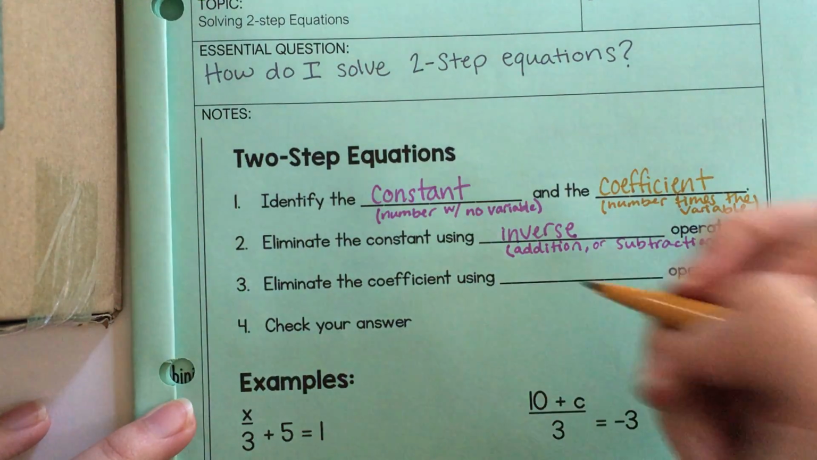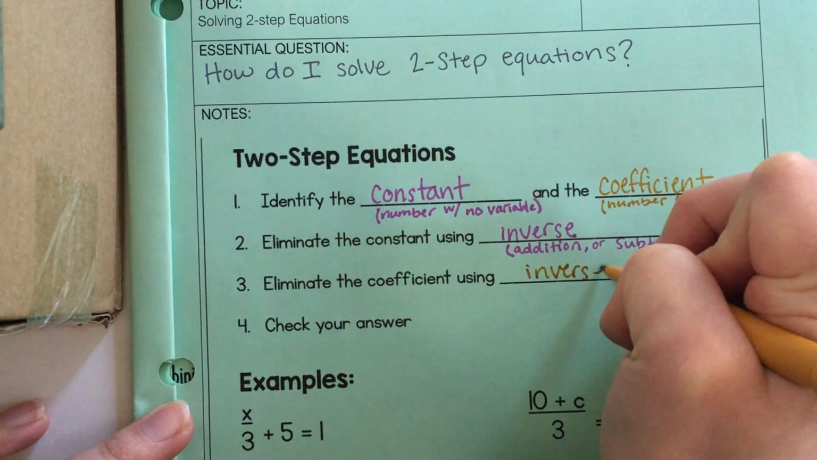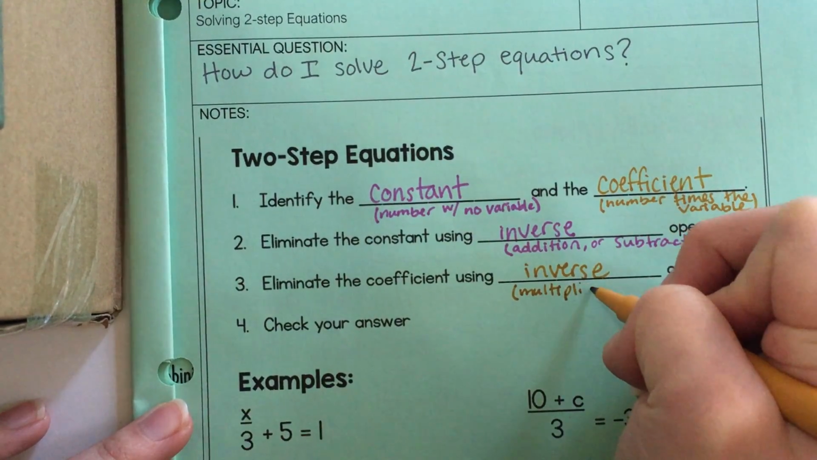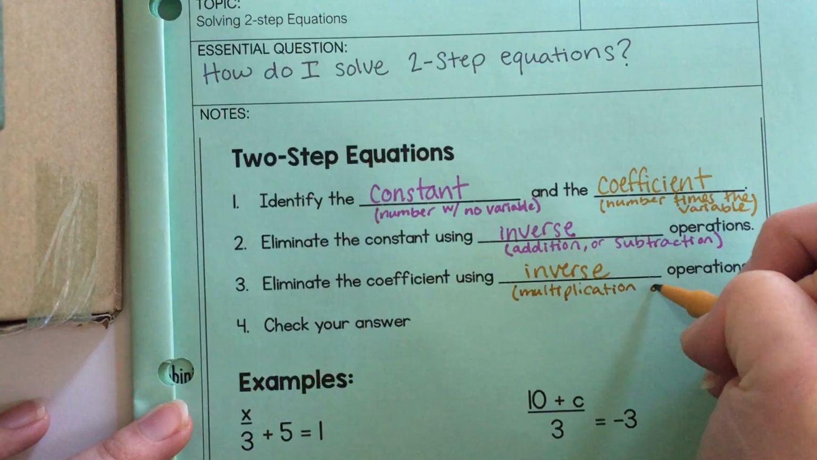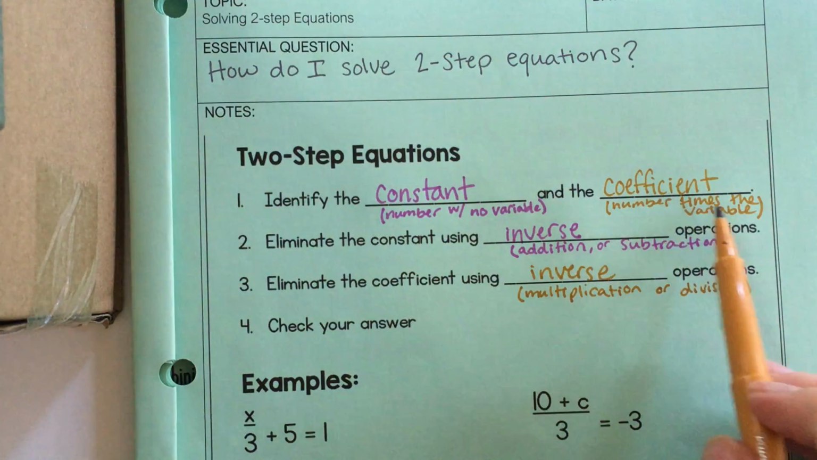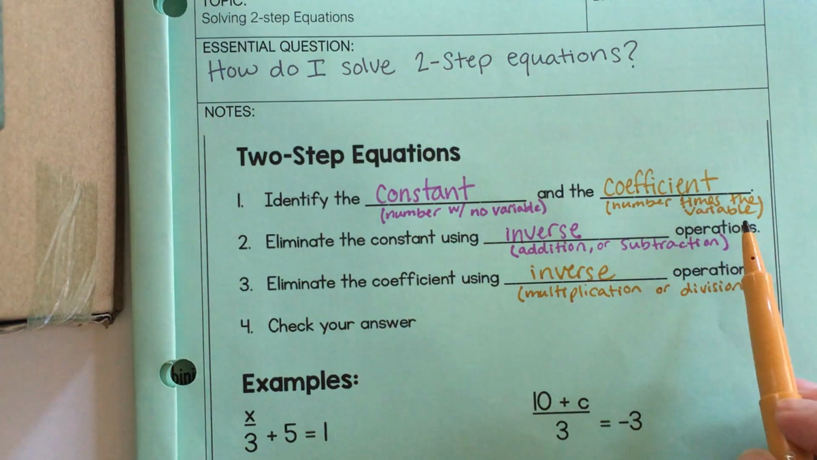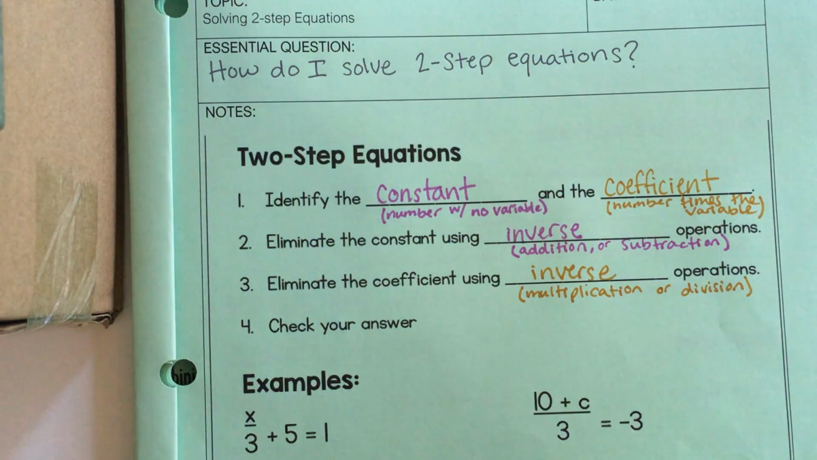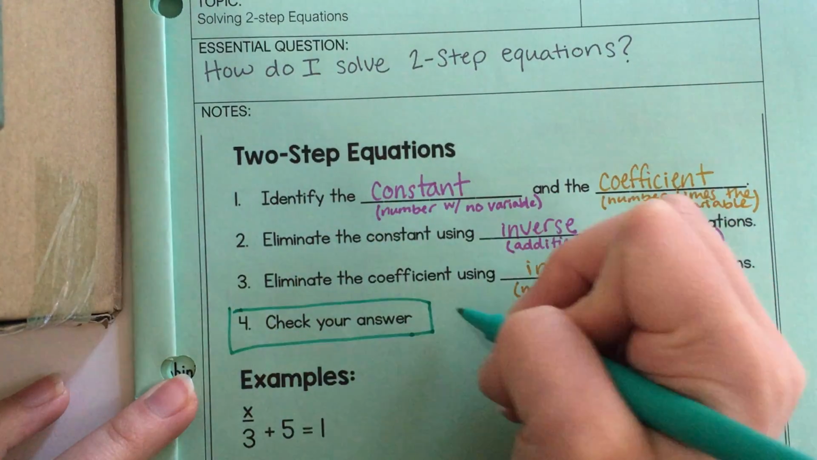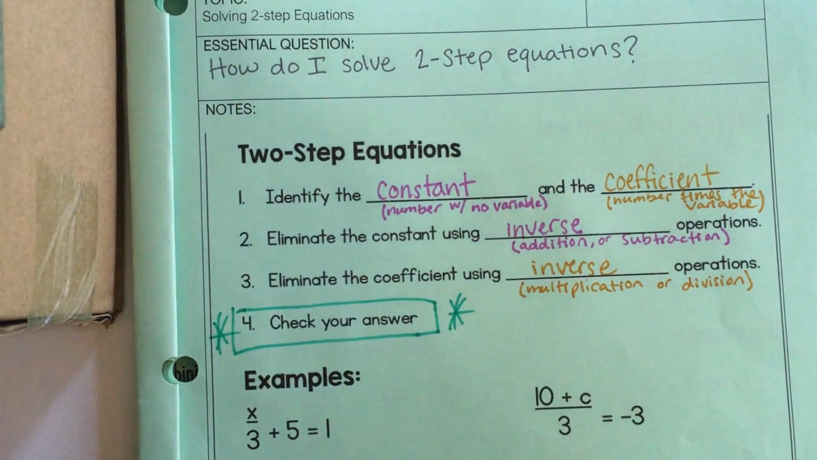When we go to eliminate the coefficient, we again are going to use the inverse operation. In this case, that's going to be multiplication or division, because our coefficient is the number that's being multiplied by the variable. So we have to undo that with either multiplication or division, depending on if it's a fraction or not. And then, like always, we have to check our answer. We are always going to check our answer, and this becomes more important in these types of problems.